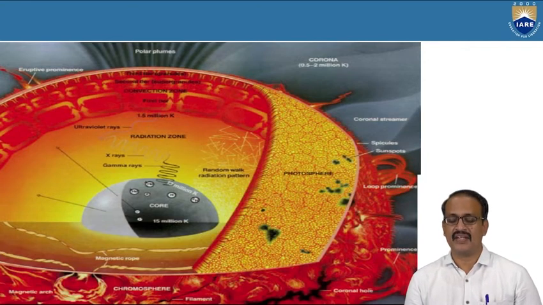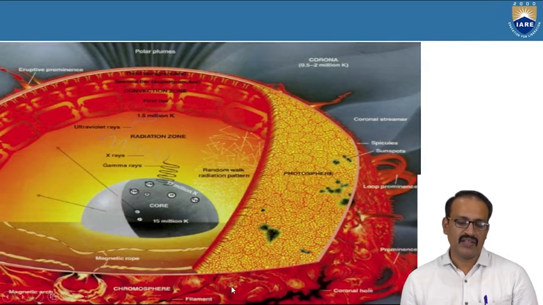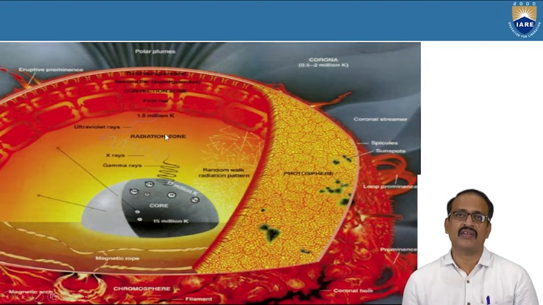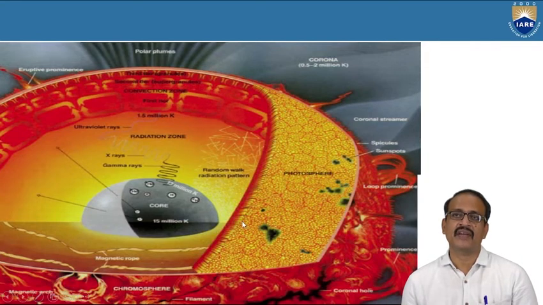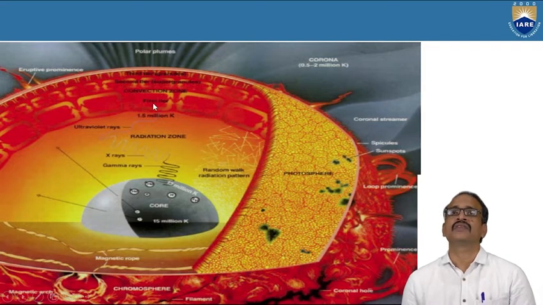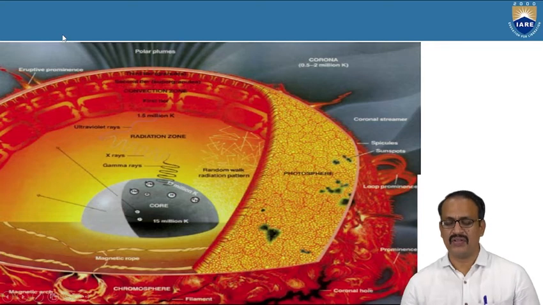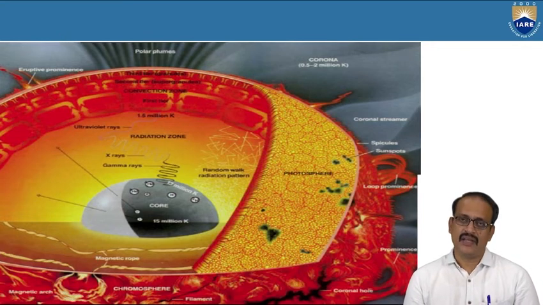So it has different layers, along with X-rays, gamma rays, ultraviolet rays, and the photosphere, random walk radiation pattern, magnetic rope, coronal hole, corona. All these things we have in the sun, and we want to discuss them in depth.